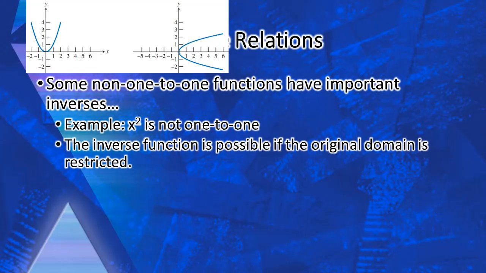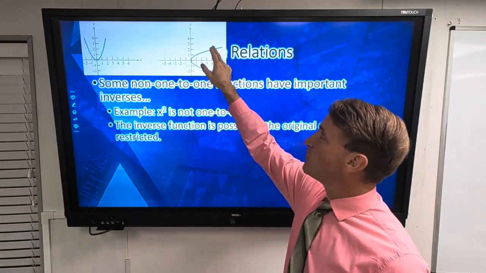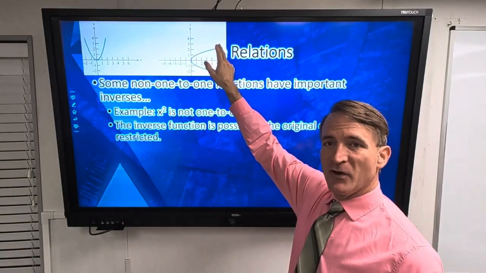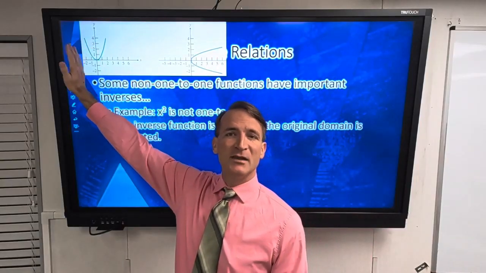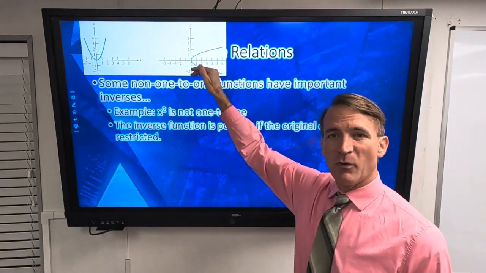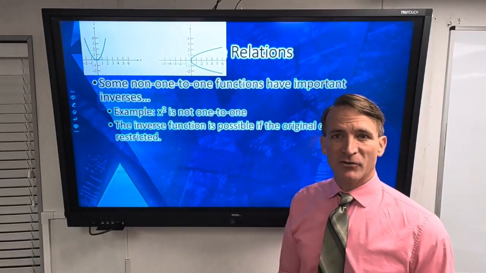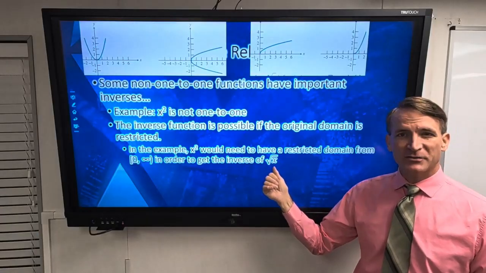The inverse function is possible if we do restrict our original domain. In this particular case, all of these points right up here are representative of these points on my function. And therefore, in order to pass it, I would need to restrict my domain to where it does not have any negative values, because those negative values would cause repeat values of my y's when I graph the inverse. So if in our example we restricted our domain to be 0 to infinity, then we would get an inverse function of x squared being the square root of x.